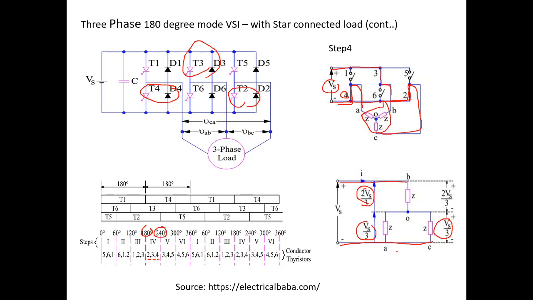Similarly, you can obtain the phase voltages and line voltages for steps 5 and 6. In step 5, switches 3, 4, 5 are conducting. In step 6, switches 4, 5, 6 are conducting. So draw the equivalent circuit diagrams and obtain phase voltages and line voltages. Okay, so I leave it to you guys as homework.